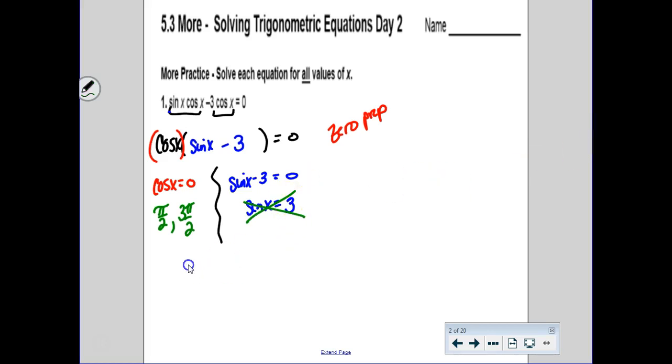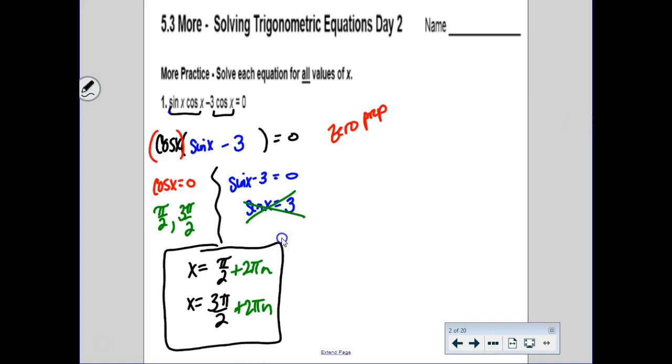And then finally, since they want all values of x, the easiest way to answer this without doing any thinking is just to say pi over 2 plus 2 pi n, and 3 pi over 2 plus 2 pi n. And if you write that down and don't think twice about it, that is totally fine. This is an acceptable answer for your homework, for your tests. However, that's not the simplest version of these solutions.